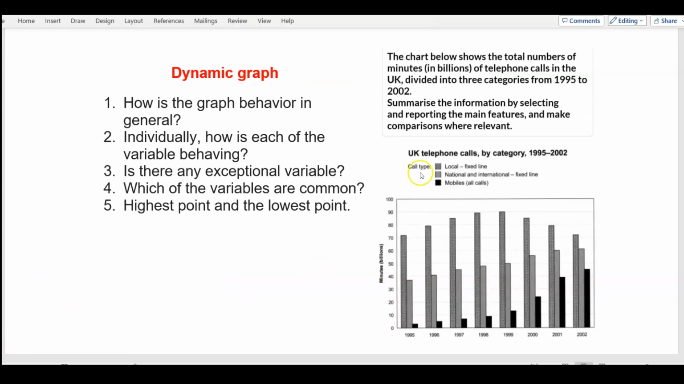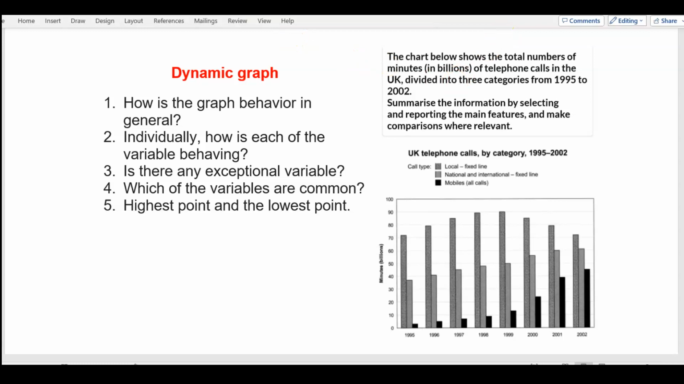So this is a question that we are going to use. We're using this question, and we ask ourselves questions as we look at this example, to help us get the main features that we need. But first of all, we need to confirm that this one is a dynamic graph, and the reason it's a dynamic graph.